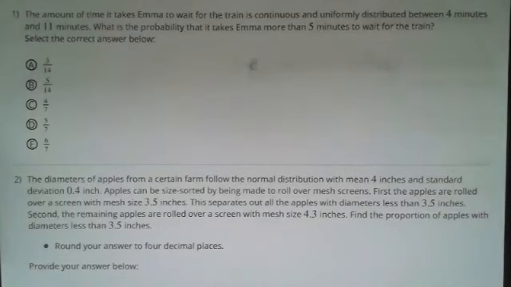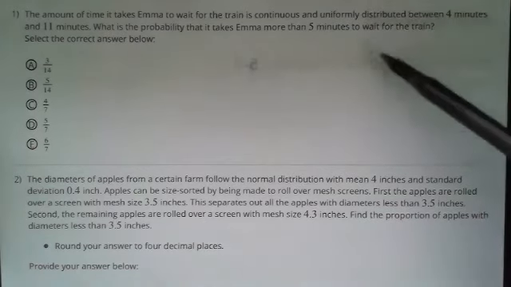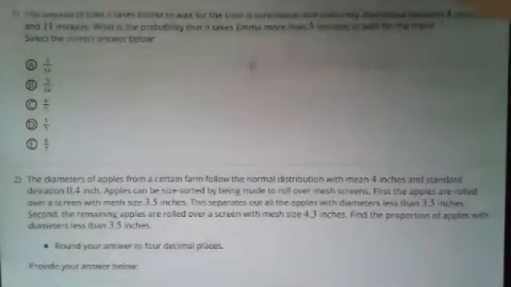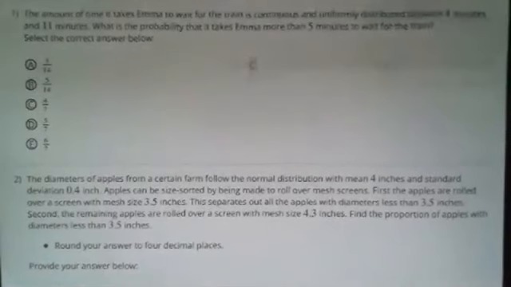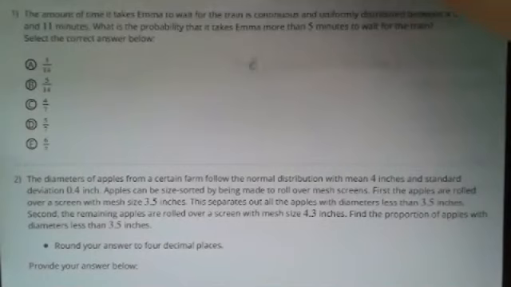All right, so let's go through this. Okay, so the amount of time it takes for Emma to wait for the train is continuous and uniformly distributed between 4 and 11 minutes. What's the probability that it takes Emma more than 5 minutes to wait for the train?